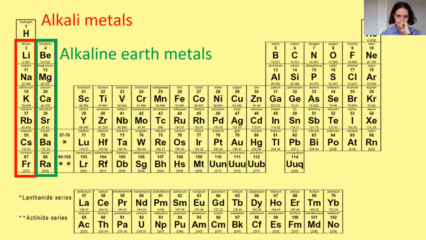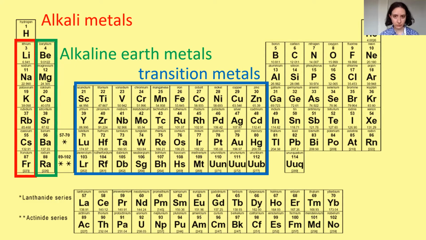Okay, the next group are the transition metals. We call them the transition metals because they're sort of in this weird middle section. They're like transitioning from one thing to another. These are most of the most common metals that you've heard of. So iron and copper and zinc and silver and gold and platinum, and a whole bunch of titanium.